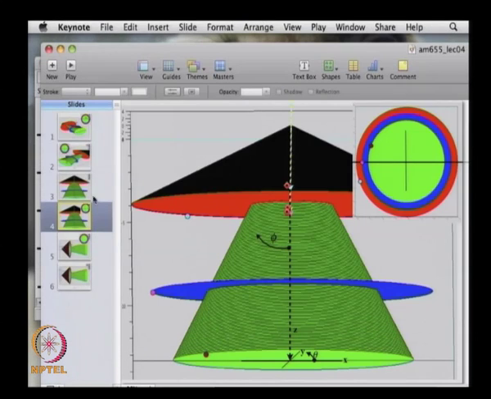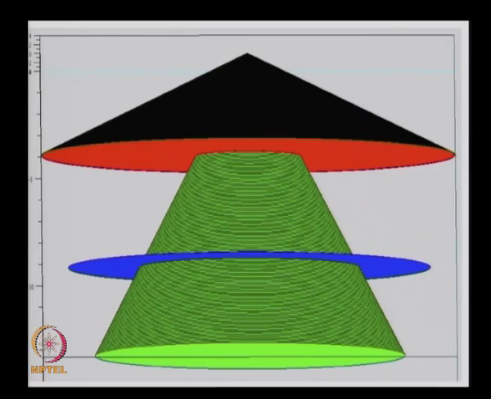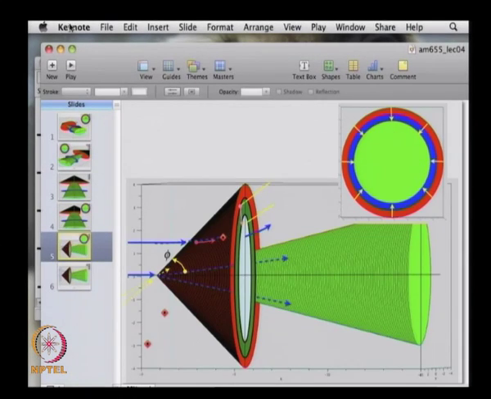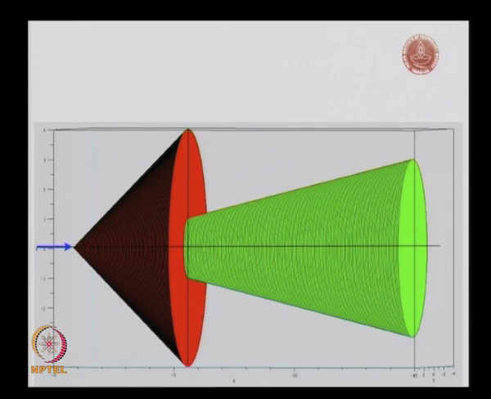So, we started with this. Let us now look at the shock structure. Here we are. This green thing here is our cone, and the red one here is our shock. Both these have the same vertex, and this is the free stream that we are looking at.